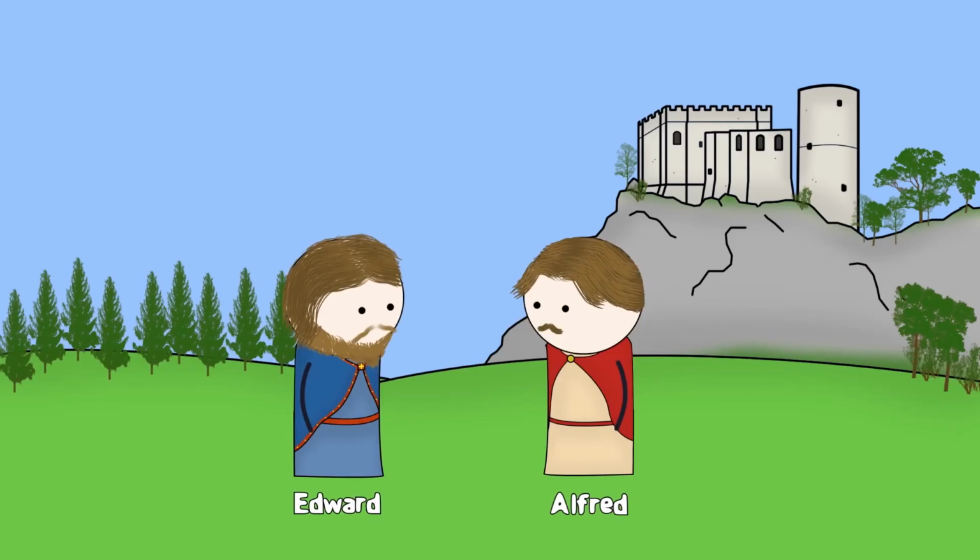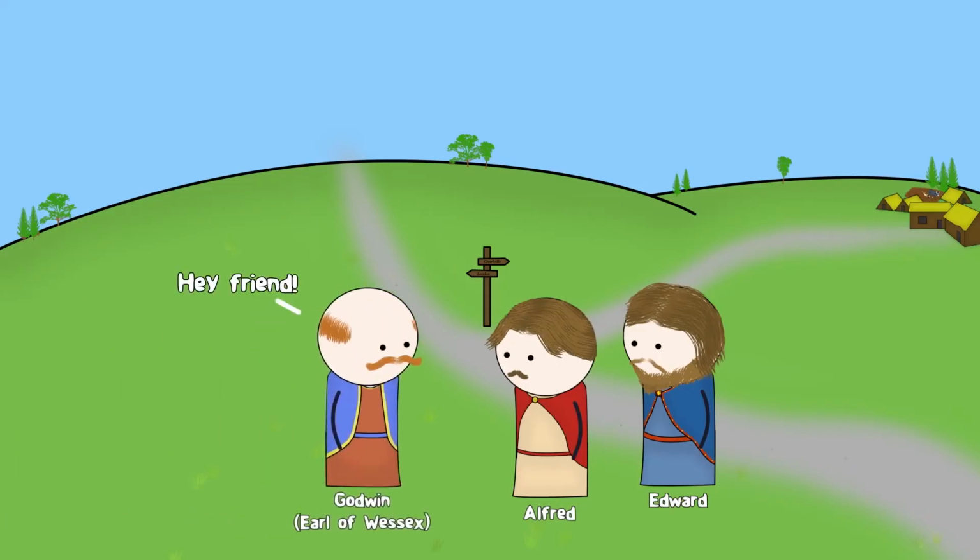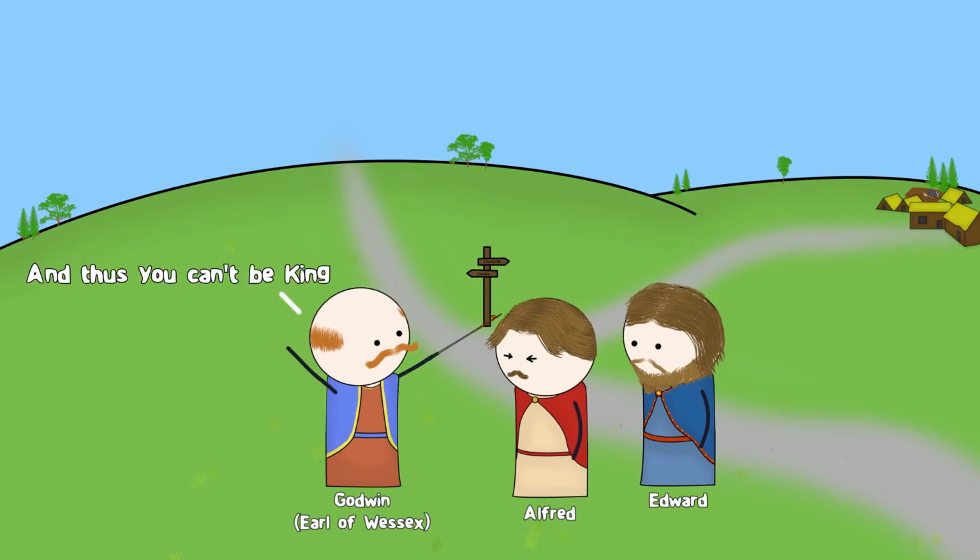He and his brother Alfred tried to return to England to retake the throne from the Vikings, but they were betrayed by the Earl of Wessex, who said, "Hey friend, I'll take you to London where all the nobles are waiting to make you king. Oh no, look out, red hot poker in the eyes. I can't see, and thus you can't be king."